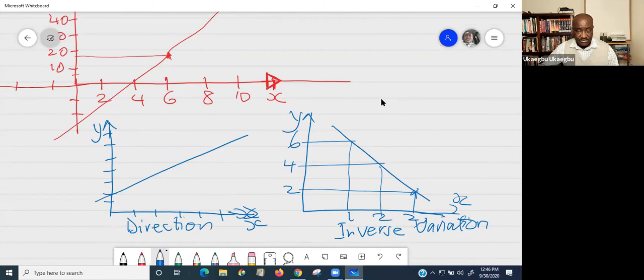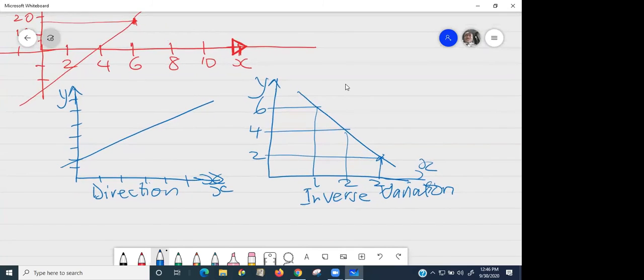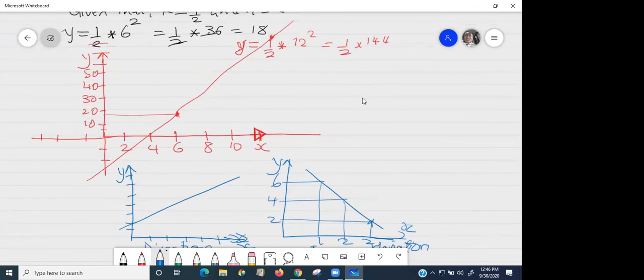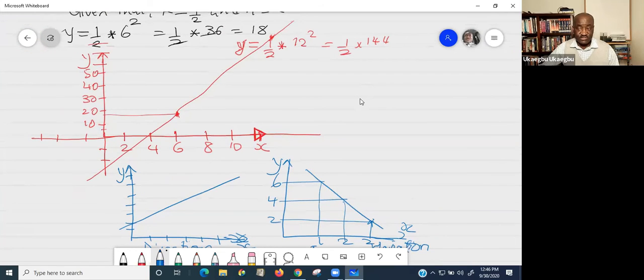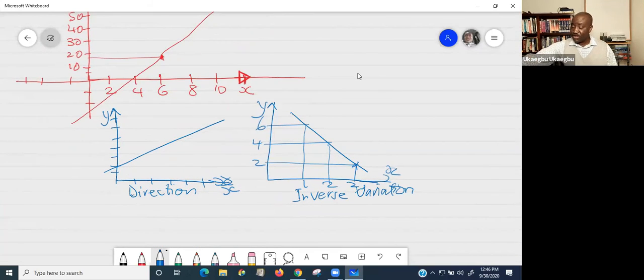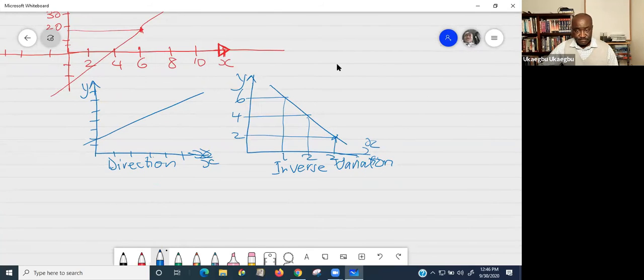Excuse me, I have a question. Yes, go ahead. So for the inverse variation, is the slope negative? Yes, slope is negative. Once you calculate your slope and it is accurate, if it gives you a negative number, then that's an inverse variation. But you have to make sure your calculation is correct and that you're applying your formula correctly, for example m equals y2 minus y1 over x2 minus x1. If it gives you a negative slope, then you have an inverse variation. If it gives you a positive slope, then you have a direct variation.